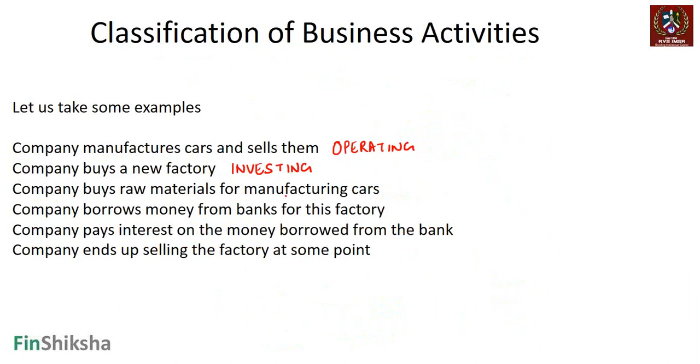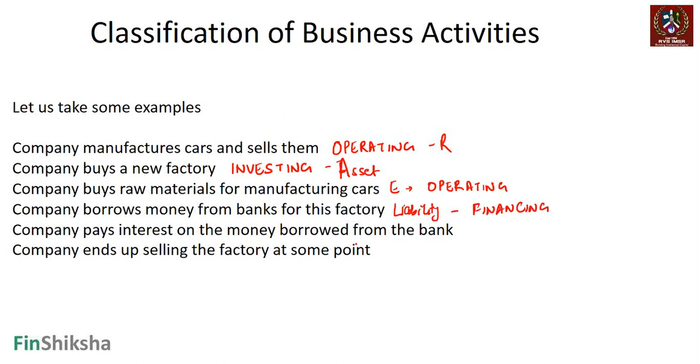Company buys raw materials for manufacturing cars. That's an expense that you have, under the operating segment, because that's again a day-to-day activity for a firm. This is a revenue. This is an investment in the sense that you're creating what is called an asset here. Company borrows money from banks for this factory. That's a liability, but you are borrowing money, that means it must be a financing activity.